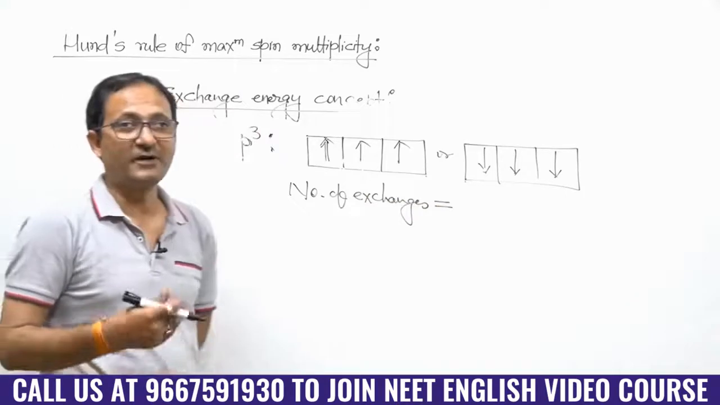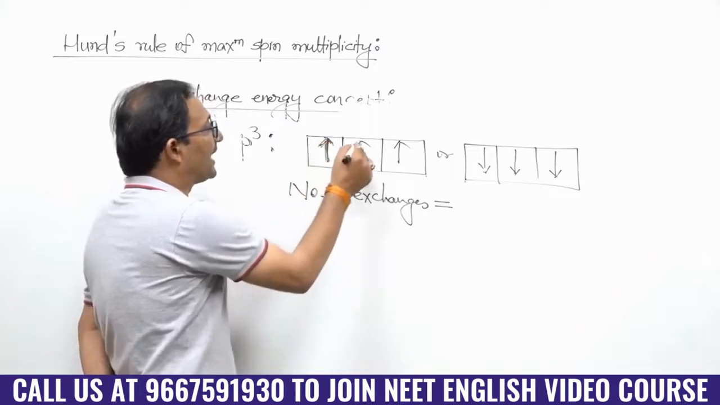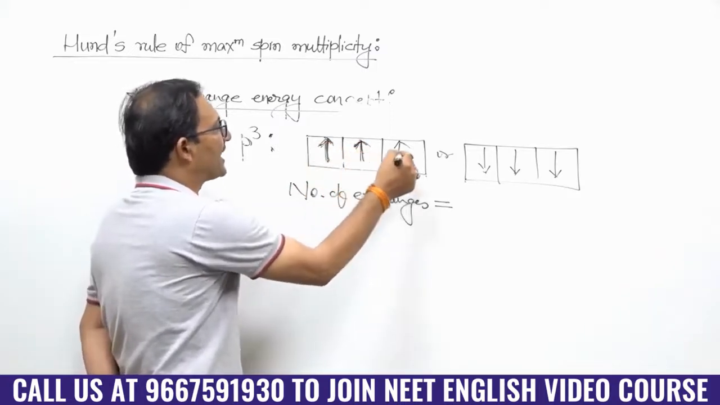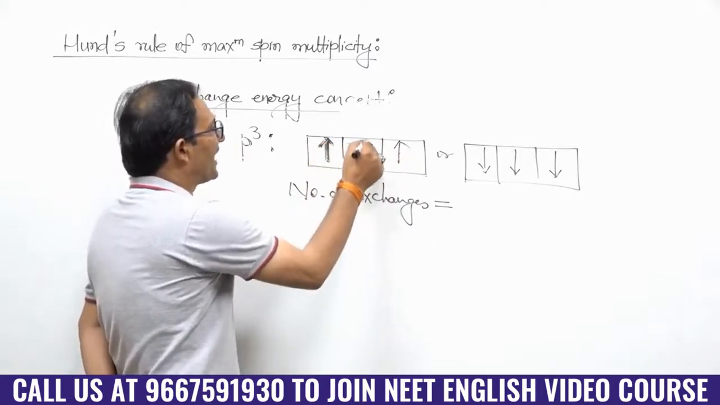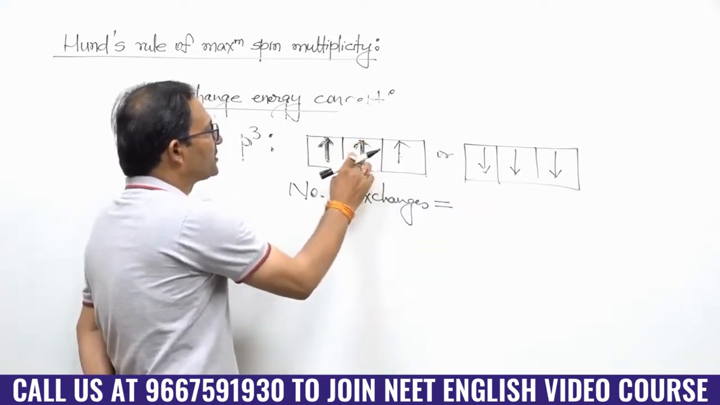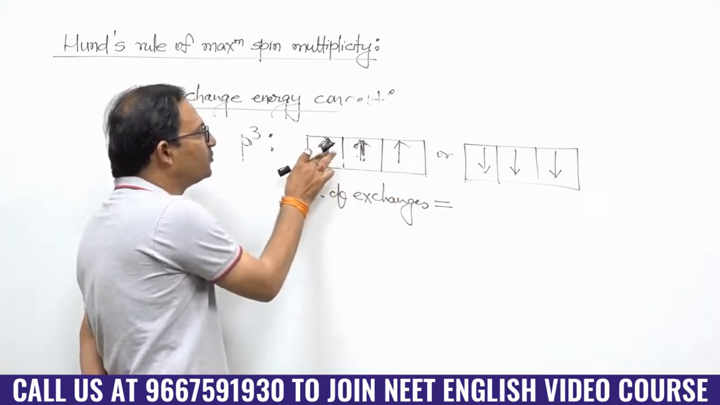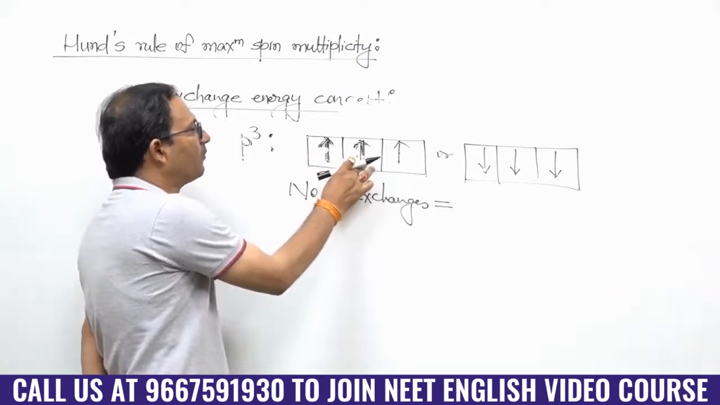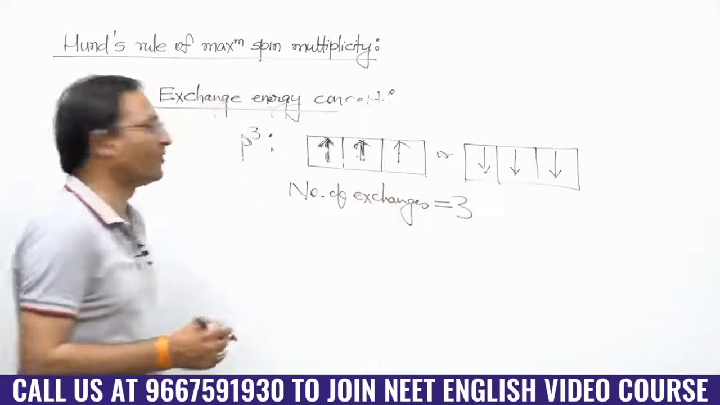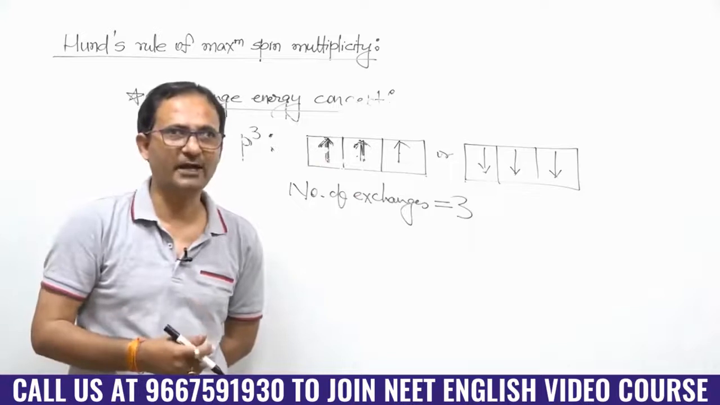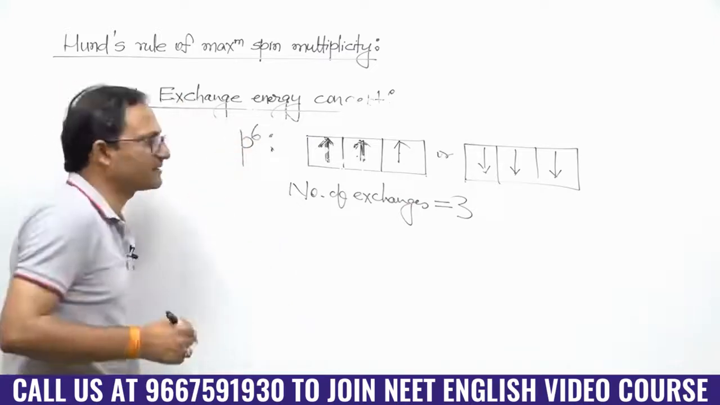Now, the number of exchanges here. The number of exchanges of the position of an electron: this electron can exchange its position with this and with this. So the number of exchanges of this electron will be 2, and for this electron it will be 1, because this electron can exchange its position with this electron only. For this electron, the number of exchanges is 2, for this electron 1, and for this 0. Therefore 2 plus 1, 3. So for P3, the number of exchanges will be 3.